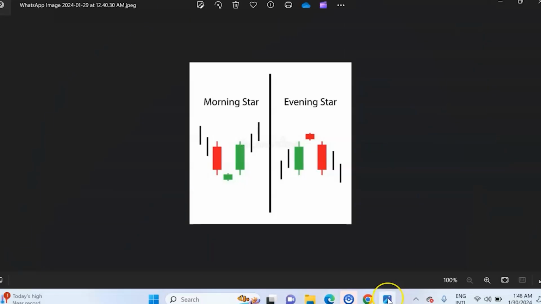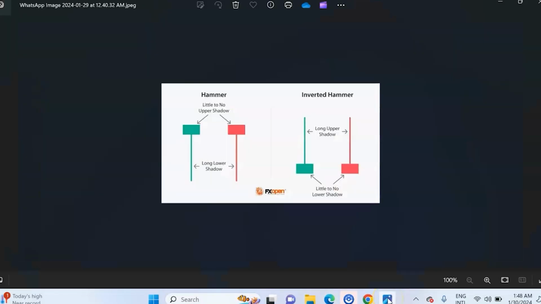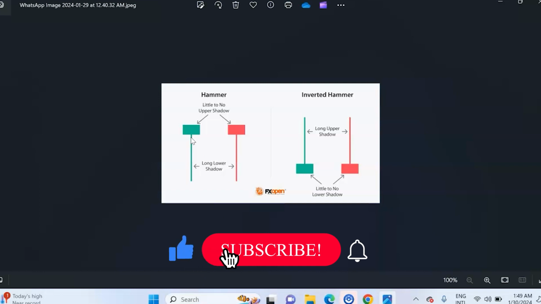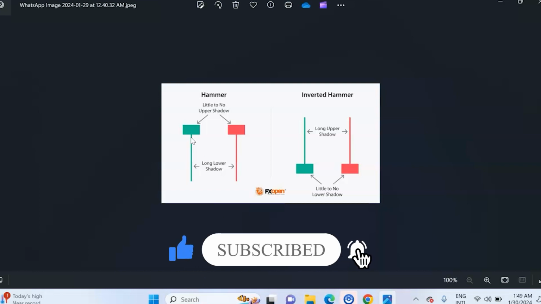And also, the third candle I'm talking about is the hammer and inverted hammer. You can see this candle looks like a hammer. A hammer candle is a candle that has a small body and a very long tail or wick. We call it a tail, we call it a wick, W-I-C-K, and we can also call it a shadow. So a hammer candlestick is a candle that has a small body and a very long shadow, wick or tail.